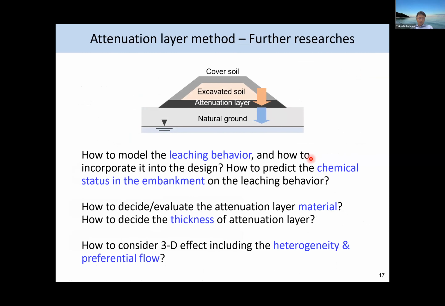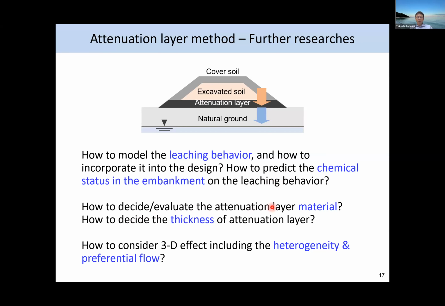For example, leaching behavior: how to model the leaching behavior for the design, and how to predict the chemical situation in the embankment. Usually we test the soils and rocks at the laboratories, where they are exposed to air, oxygen and water. But sometimes in embankments, very high embankments or certain types of filling sites, the oxygen supply might be minimized. So the reduction condition might occur. So such chemical status in the embankment should be considered, and how to predict the chemical status and the leaching behavior has been an issue, and many researchers in Japan have been working on this topic.